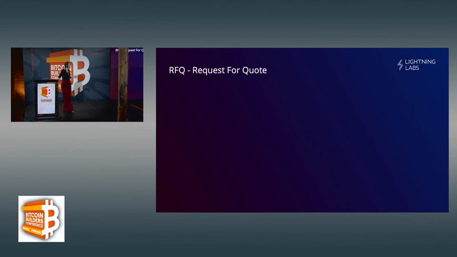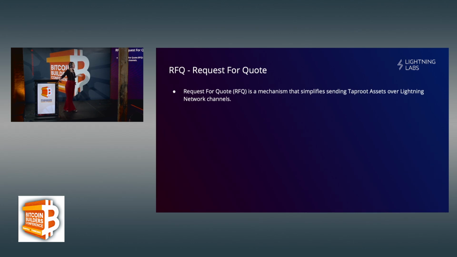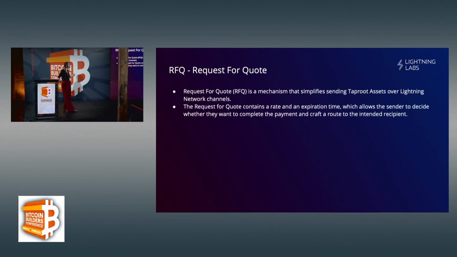So let's go back to this RFQ process, which is request for quote. Obviously, this is pretty detailed, and we're just going to gloss over it at a fairly high level, but the request for quote is a mechanism that simplifies sending Taproot assets over Lightning Network channels. The request for quote contains a rate and an expiration time, which allows the sender to decide whether they want to complete the payment and craft a route to the intended recipient.